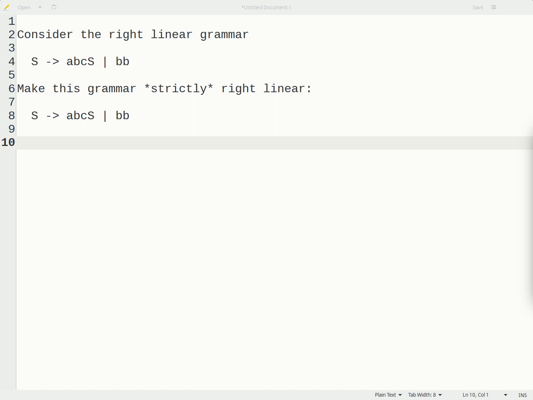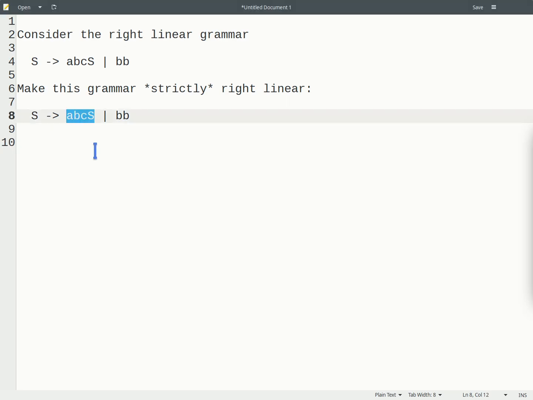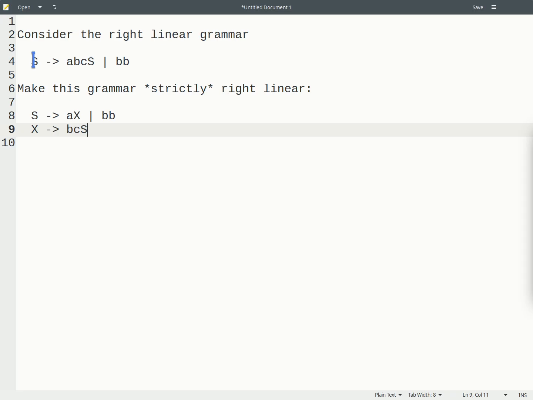We are given a right linear grammar, and we want to make this grammar strictly right linear. So we apply what we've just learned. We are going to split the rules. This rule is not strictly right linear. The word u, the terminal word in front, has length more than one. So we have to split this rule. We introduce a fresh variable, let's say x, and we introduce a fresh rule, x rewrites to bcs. Now if we apply the rule s goes to ax, followed by the rule x goes to bcs, then we get exactly the original rule, namely that from s we can derive abcs.